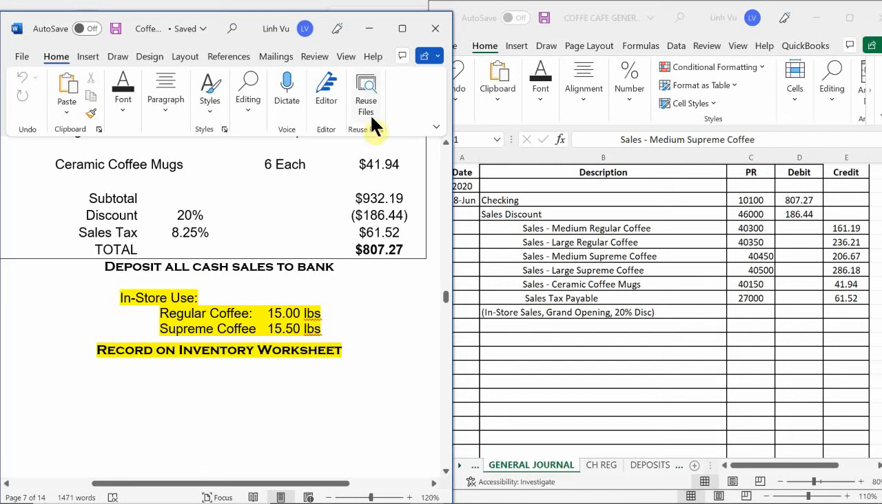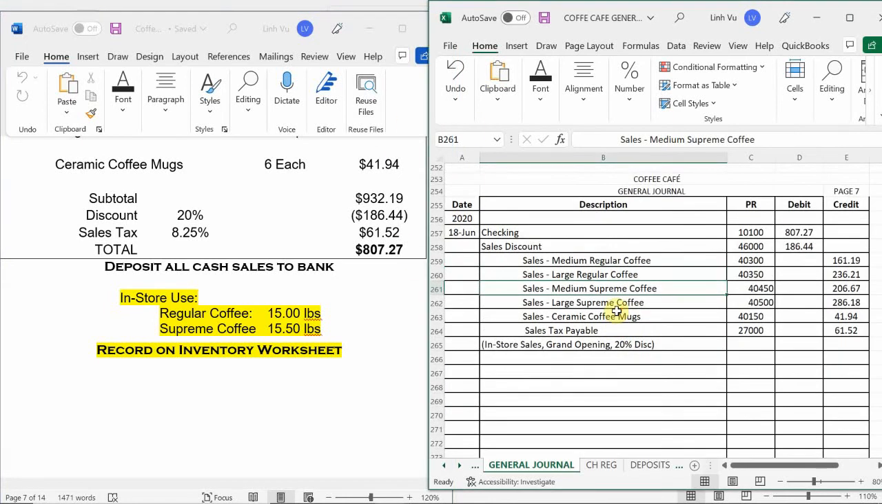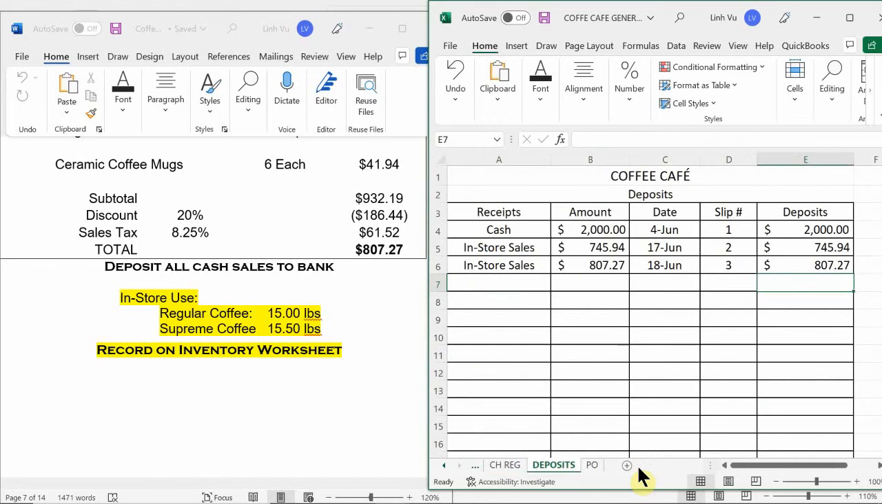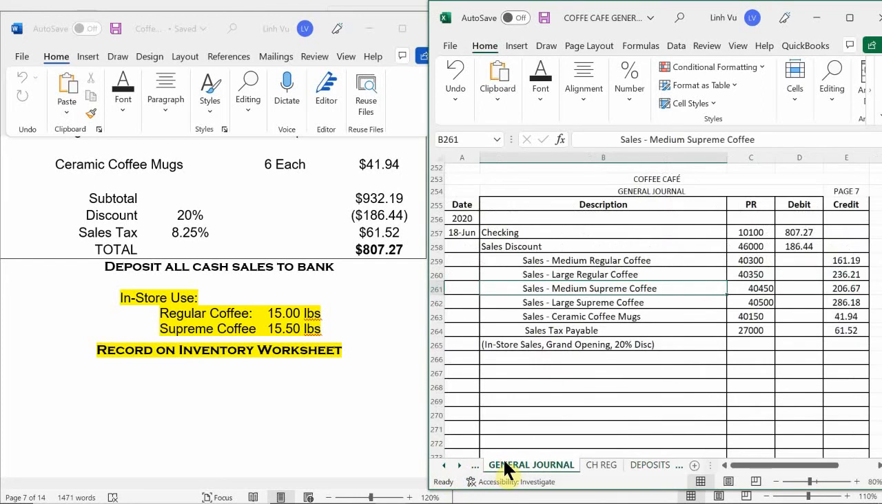Right, this is where we last left off. We are on journal page 7 here. We recorded the sales, right? Let's see, we deposited the money, right? And we updated our ledger, right? We completed the sales section.